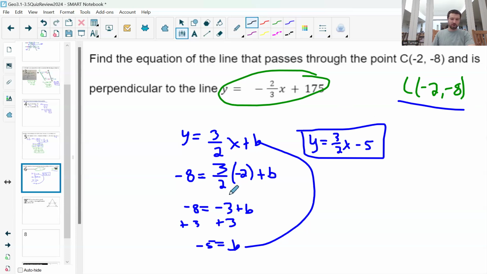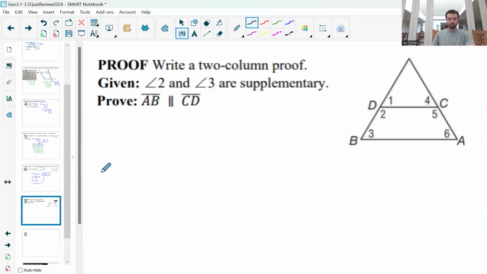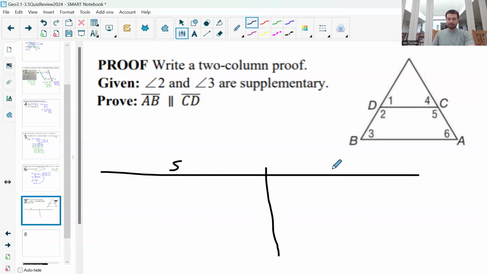Uno más problem. Reminder before we do this that this is pretty tough. It's just pretty tough to find good questions for these proofs. So just keep that in mind.